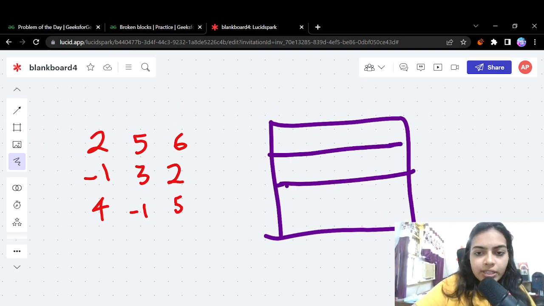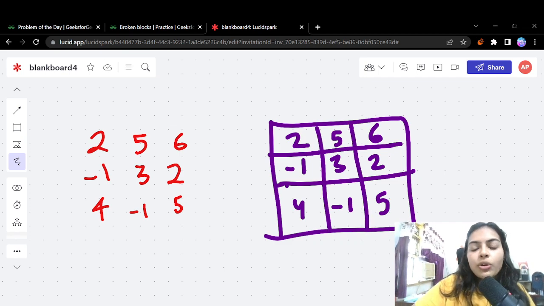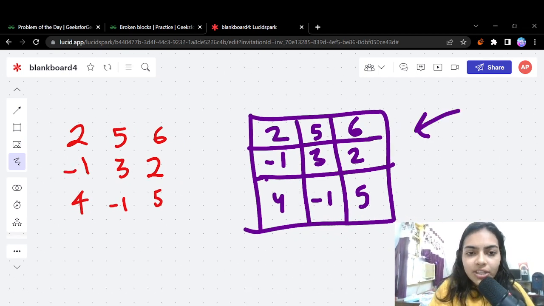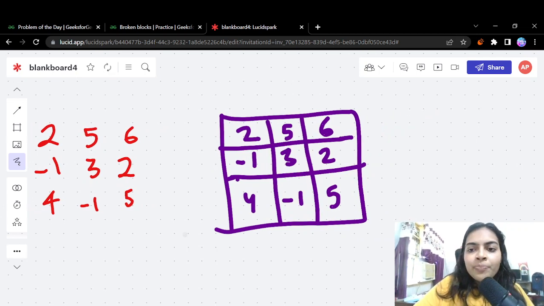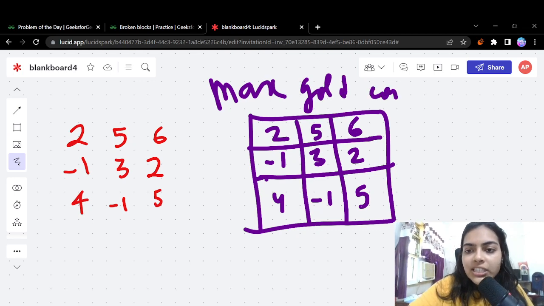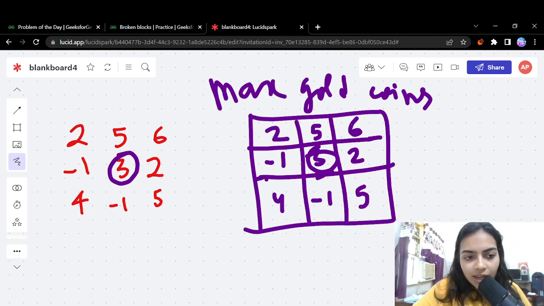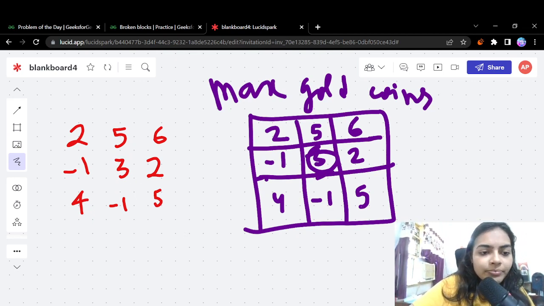Okay, so first I have 2, then 5, then 6, then -1, 3, 2, then 4, -1, 5. Now what I'm going to do in this matrix, at each box, is replace it with the maximum number of gold coins I can collect if I step on that box. For example, for the box 3, the maximum gold coins I can collect if I step on 3 is what I'm going to store and write here.